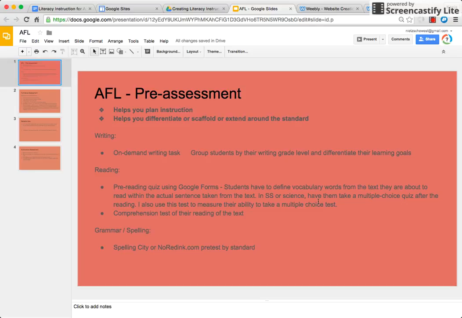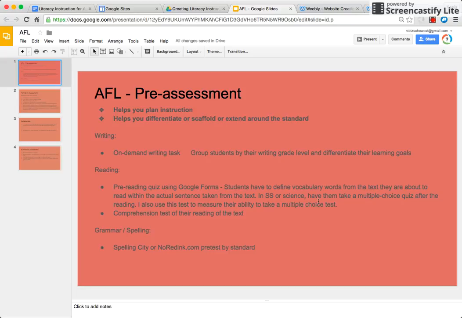For example, in writing, there are the on-demand writing tasks where groups of writers are asked to write a narrative or an argument paper before we actually teach it. Then you can take a look at the samples and group students by their actual writing level. Some sixth graders may be writing at seventh grade level in some standards, and some may be writing at third grade level. That allows you to differentiate their learning goals by grade level, which the Common Core specifies what those would be.